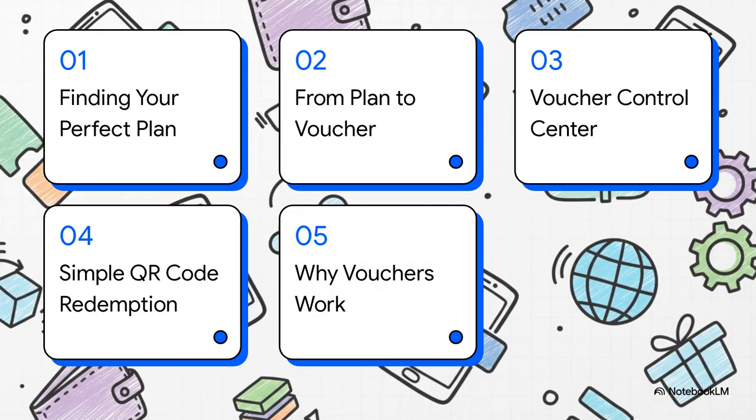Here's the game plan. We're going to break this down into 5 super simple parts. First, finding the right plan. Then, we'll turn that plan into a voucher. After that, I'll show you the control center where you manage everything. We'll look at the super easy QR code redemption process for the user. And finally, we'll talk about why this whole system is such a game changer.